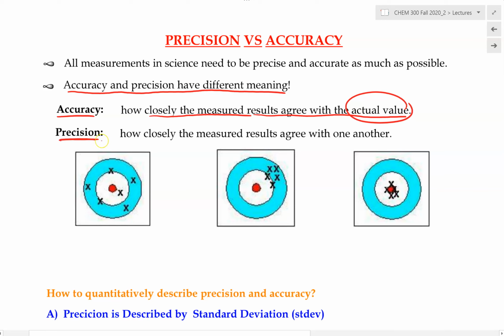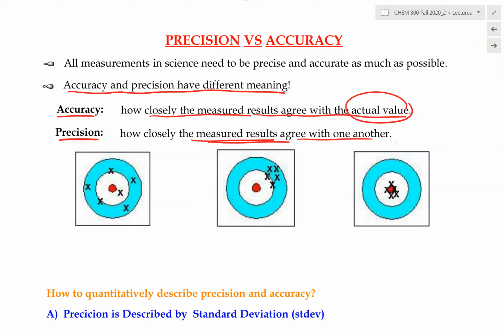Versus precision, which refers to how closely the measured results agree with one another. So when we collect multiple sets of data from different trials, how closely do they come to each other? The closer the data from different trials agree with one another, the more precise the data will be.